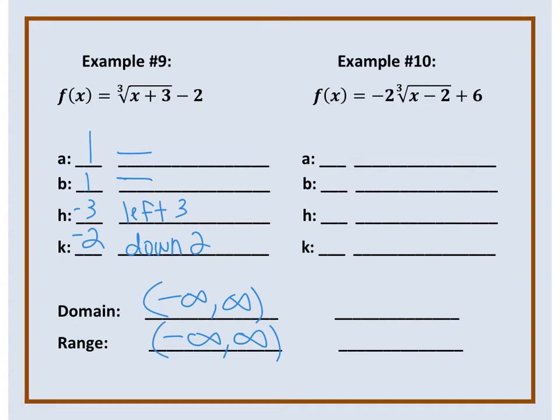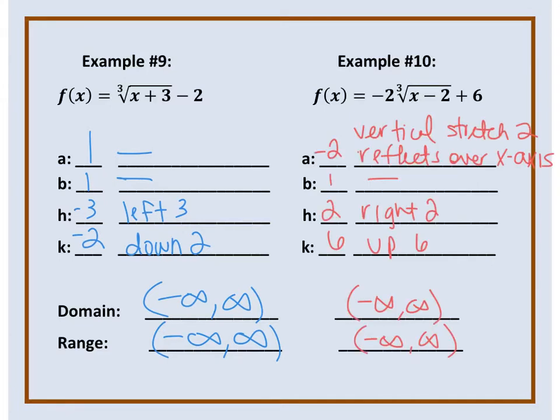Go ahead and try number 10 on your own. Okay, go ahead and check your work. So one thing we didn't practice today, but we have practiced before, is when A is negative, A causes a reflection over the x-axis with a vertical stretch of 2. Okay. B is 1, it does nothing to the graph. H is right 2, up 6. And my domain and range for all cube root functions is going to be negative infinity to infinity.